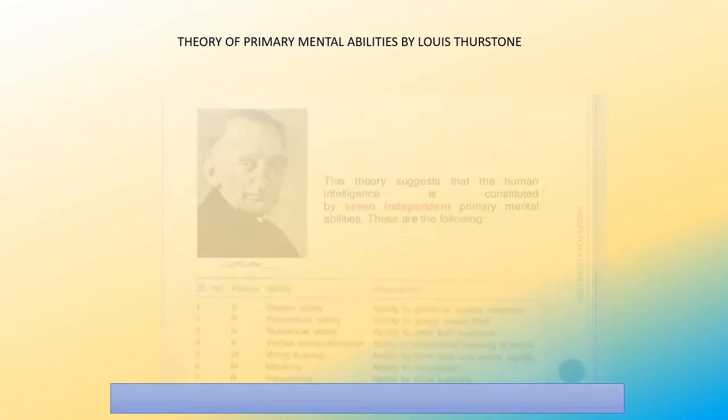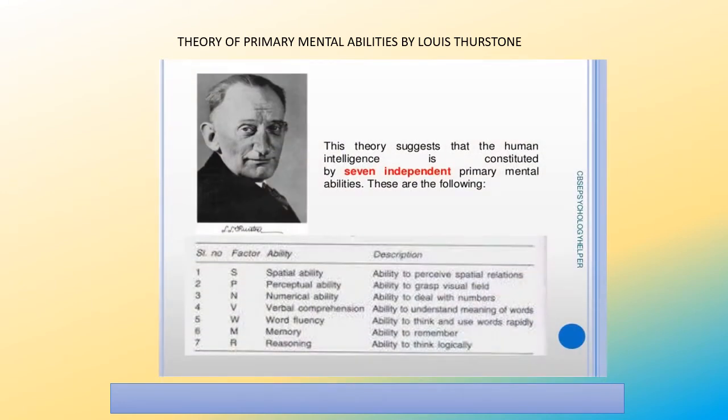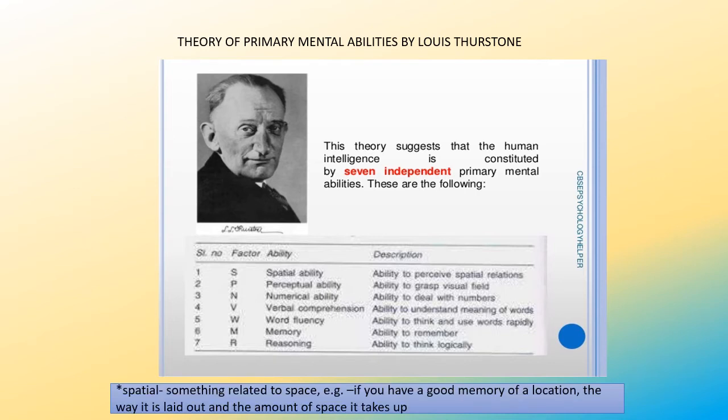Next is the theory of primary mental abilities by Louis Thurstone. This theory suggests that human intelligence is constituted by 7 independent primary mental abilities. So basically these 7, and the S factor given by Charles Spearman, are the basis for aptitude tests. In order to test the aptitude of a person, all these factors are checked and then the person's aptitude is tested. Under the 7 independent primary mental abilities, we have spatial ability, that is the ability to perceive spatial relations. Then there is perceptual ability, numerical ability, verbal comprehension, word fluency, memory, and reasoning.